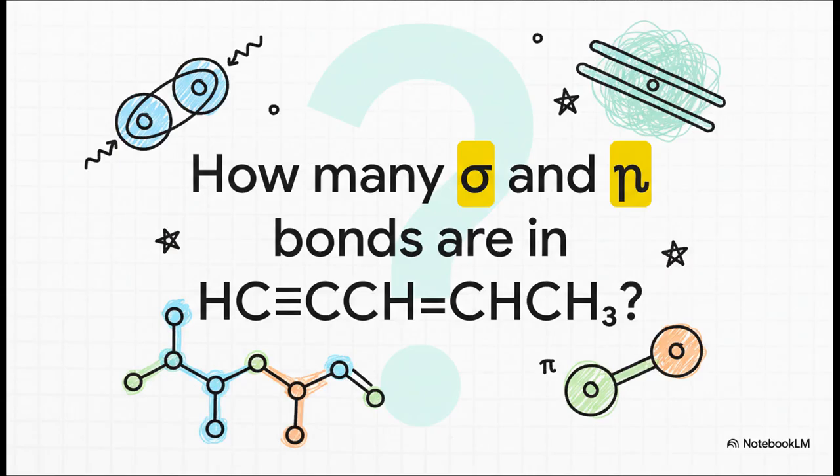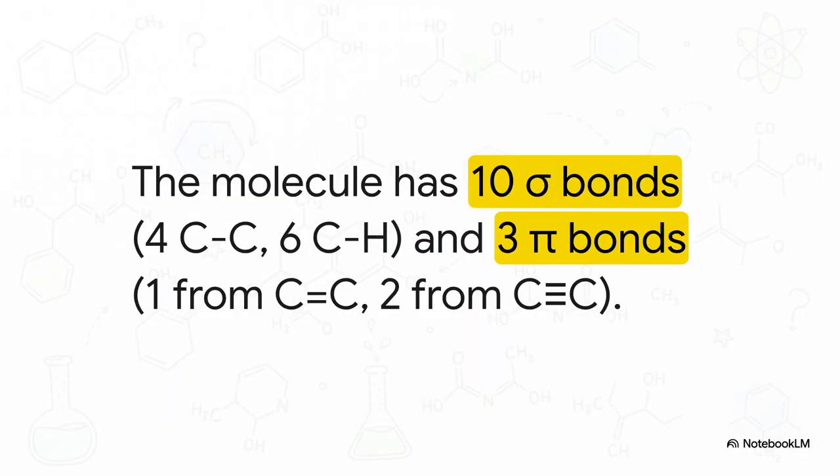Let's talk bonds. Every single bond is what we call a sigma bond. That's the strong core. But when you have double or triple bonds, you get extra bonds called pi bonds. So with that little refresher, take a look at this molecule on the screen. Go ahead and pause and try to count up how many sigma bonds and how many pi bonds are in there. Okay, you ready for the answer? The molecule has 10 sigma bonds and 3 pi bonds.